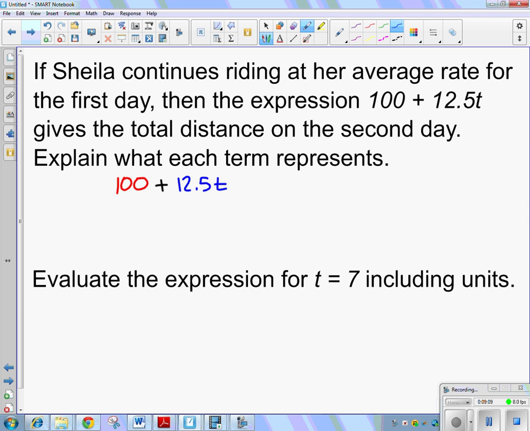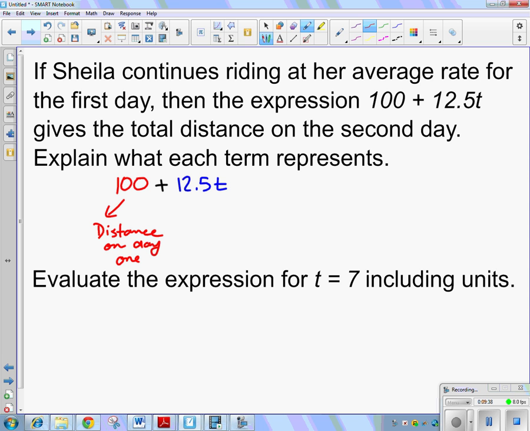Okay? The 100, if you remember from the previous problem, is how far Sheila rode on day 1. Right? She rode 100 miles, so it was distance on day 1. She's already done that. We're not going to be able to take away the 100 miles she's already ridden, crazy. And we're going to add whatever she rides the second day to that 100.